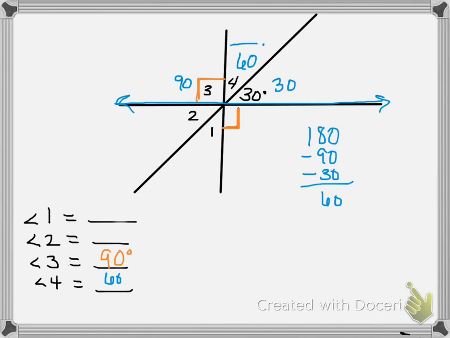And 60 degrees is vertical with angle 1, so angle 1 is also 60 degrees. Angle 2 is also vertical with our 30 degrees, so angle 2 is also going to be 30 degrees.